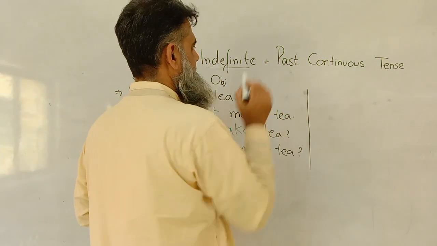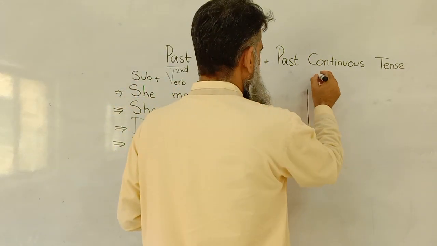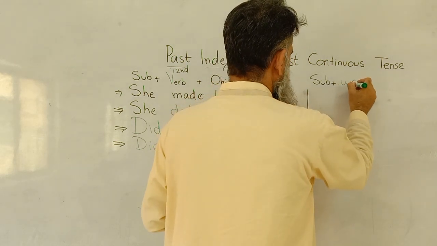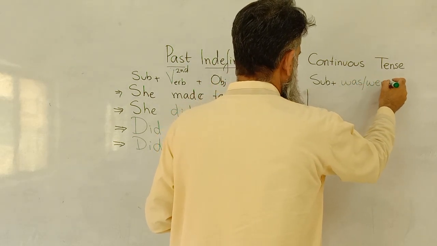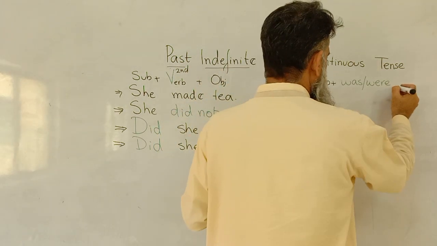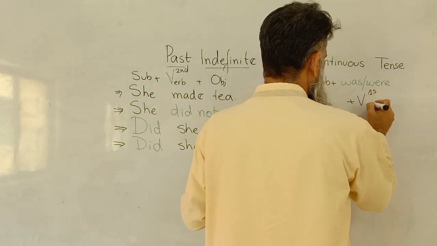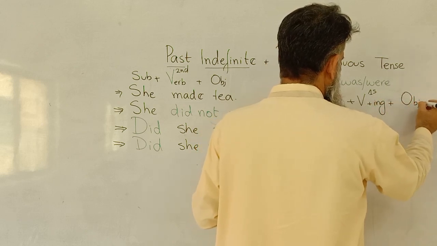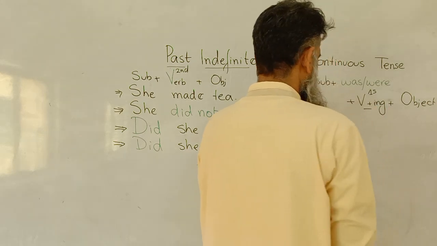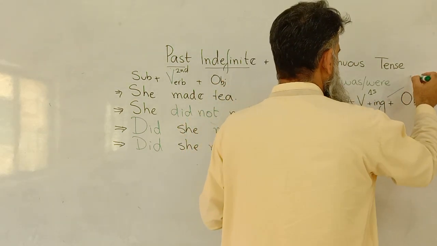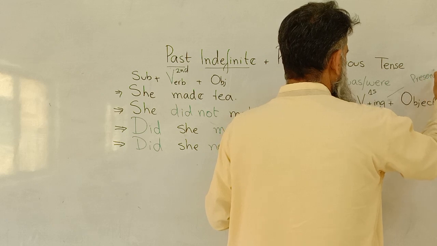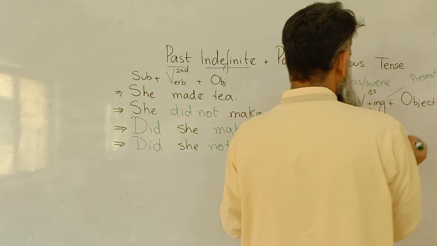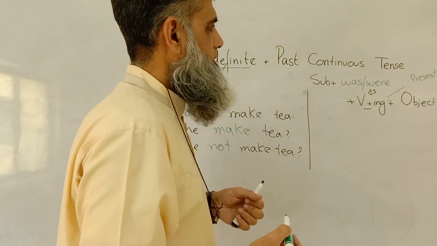Now after this we look at past continuous. In this we use subject plus helping verb, was, were, plus the first form of the verb with the addition of ing. This is called present participle. This form is called present participle, either it is used in past tense or present tense.